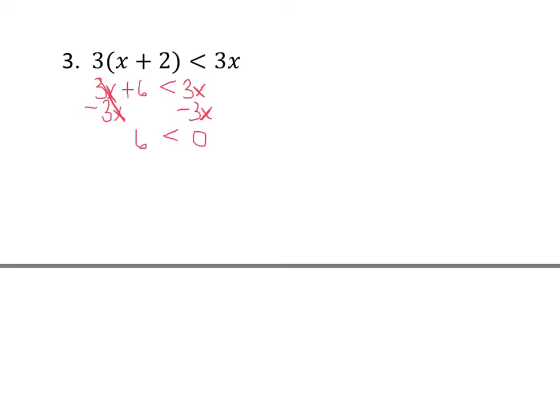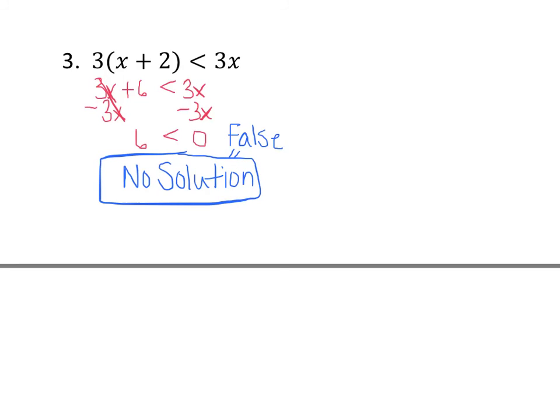Well, is 6 less than 0? And hopefully your answer is no, because 6 is not less than 0. This is not a true statement. So we say that this is a false statement. 6 is not less than 0. If this is a false statement, then this one is actually no solution because it's false. Okay, false equals no solution. But you have to get to this point to determine whether or not it's a false statement.